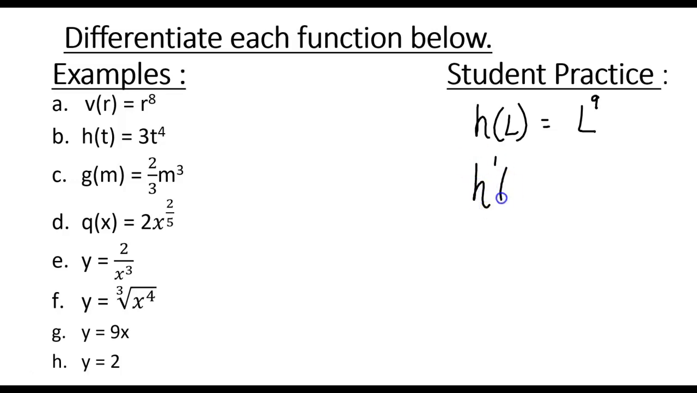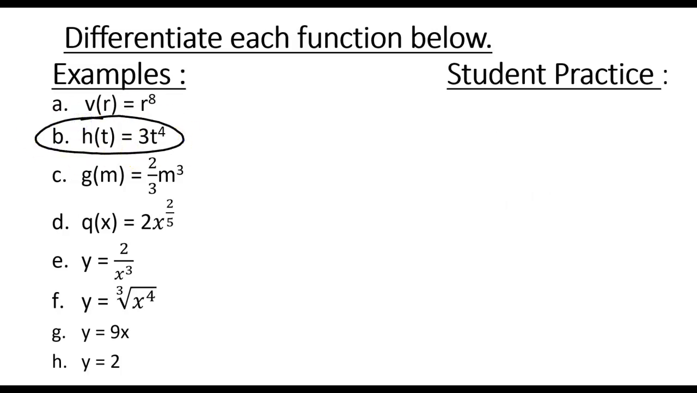All right, so here's our derivative. H prime of L would be 9L to the 8th. All right, let's go ahead and do the second one. Now, the second one here, part B, has a little bit of a difference to it. It's got a coefficient already in the front. So we're going to learn how to handle that now.